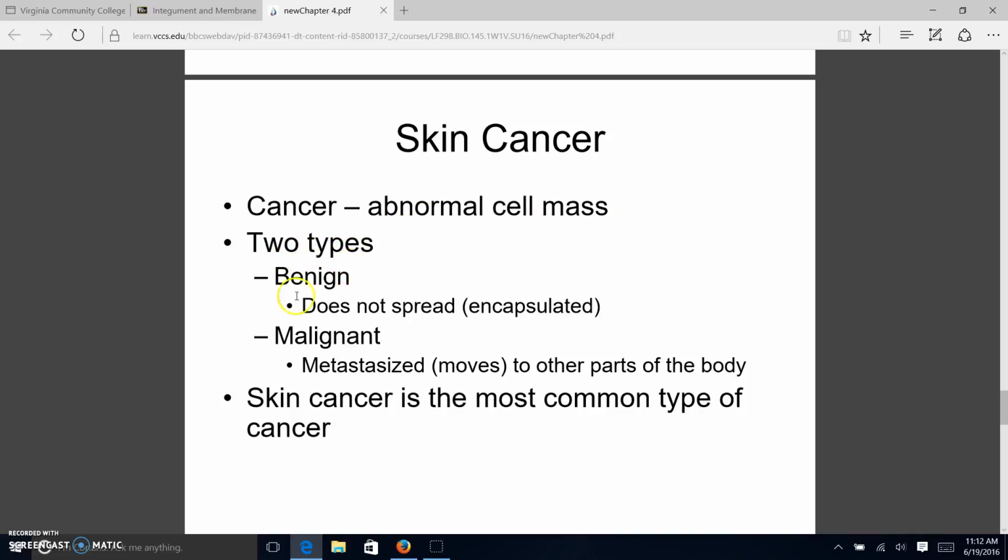Now, we divide those masses up into two types, benign or malignant. If a mass is benign, it means that the cells are staying in one area and they usually have connective tissue holding them in. So we say they're encapsulated. They have some sort of structure around them. The cells are dividing, but they're staying in one area. These are much safer because they're much easier to get rid of.